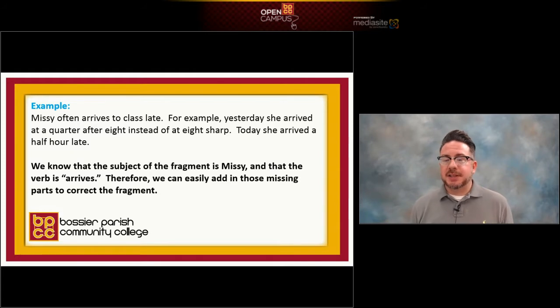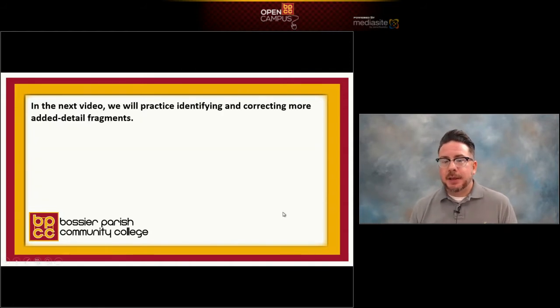So let's rewrite the sentence to give it the subject and verb that are missing. Now we know that the subject of this fragment is Missy. We're still talking about Missy. And we know that what it's saying about Missy is she arrives. That's the verb. So let's add in that subject and verb. For example, yesterday she arrived at 8:15 instead of at 8 sharp. So now we've added in the subject and verb that we're missing, and we've corrected the fragment. In the next video, we'll practice identifying and correcting more added detail fragments.